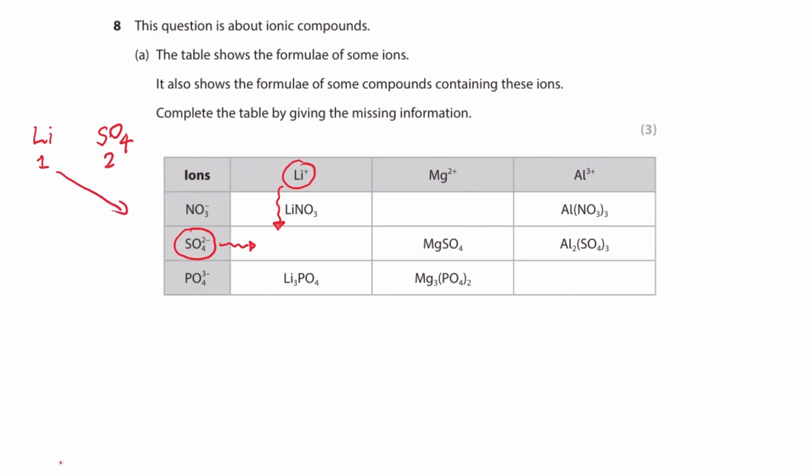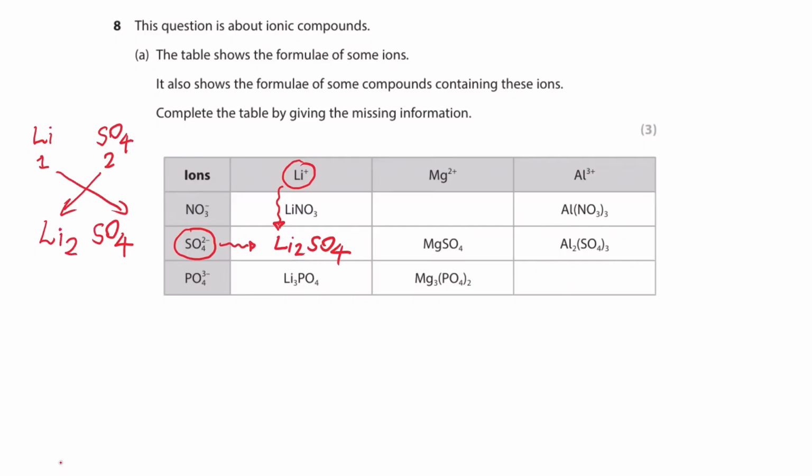When you write it, what you simply do is exchange their valencies. So lithium gets 2, sulfate gets 1: Li2, SO4. When there's 1, we don't put it. So this is Li2SO4.